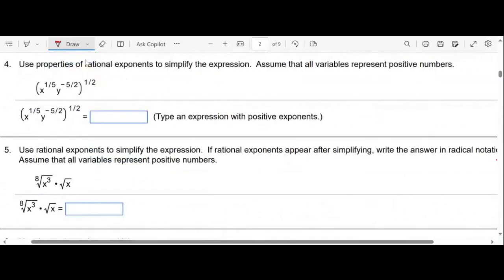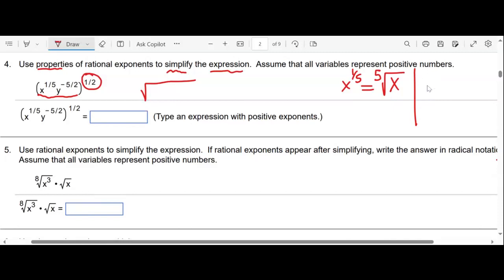Next question, number 4. Use properties of rational exponents to simplify the expression. Okay, so first I have the outside exponent, which is half. What does this mean? Square root. Square root of what? Of everything here, right? Yes. Okay. What does it mean? X to the power of 1 over 5. What does this mean? It means the fifth root of x.